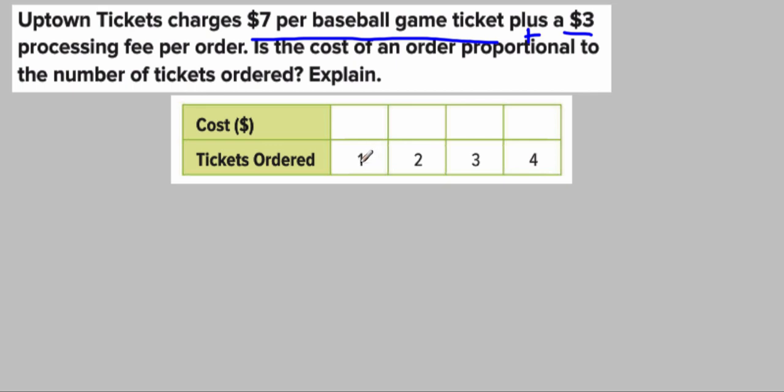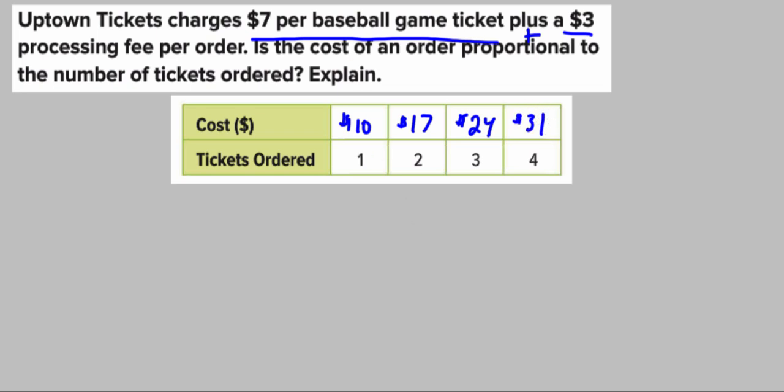So if I buy 1 ticket, that's $7 for the ticket plus $3, meaning $10 for the cost. If I buy 2 tickets, so 2 times 7 is 14, plus the extra $3 is $17. 3 tickets, so 3 times 7 is 21, plus the $3 processing fee is 24. And 4 times 7 is 28, plus the $3 processing fee is $31.